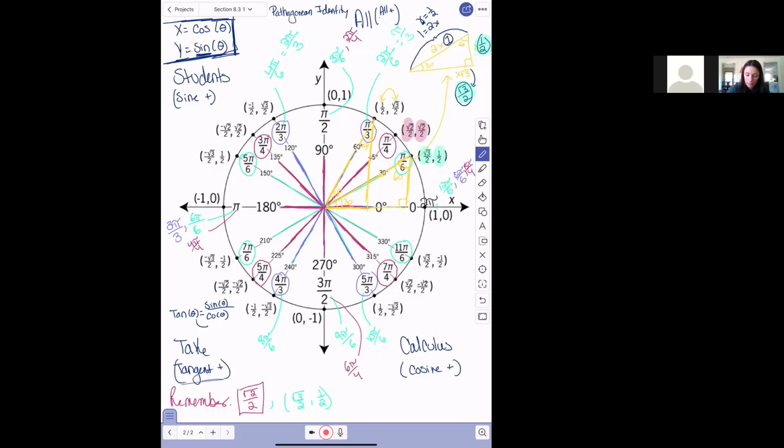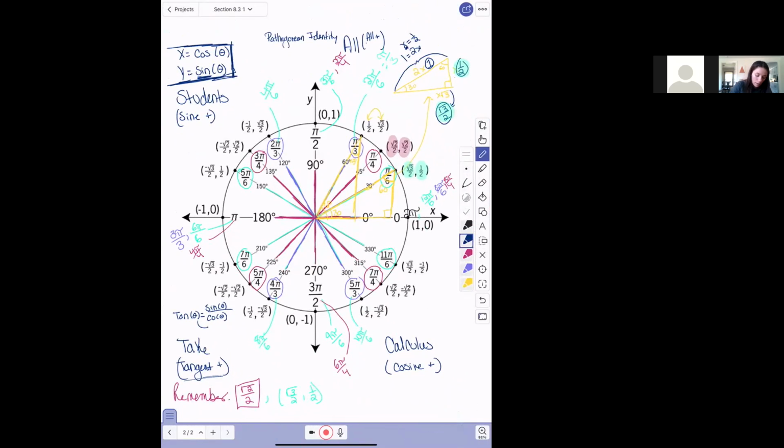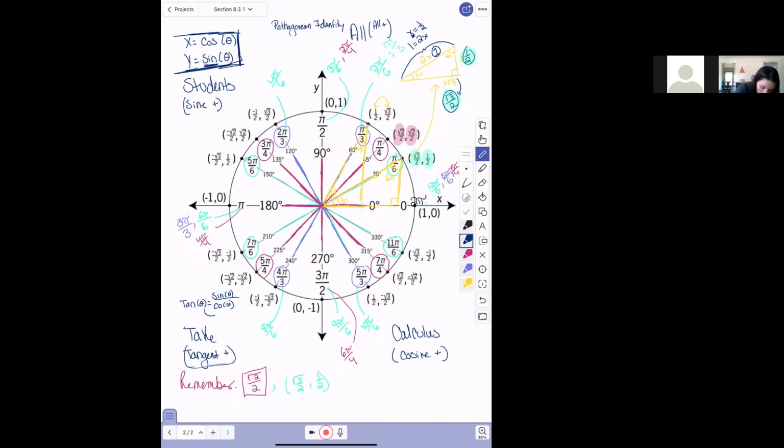And the Pythagorean identity, I'm just going to erase a little bit of this to get it out of my way. The Pythagorean identity is that sine squared plus cosine squared is equal to 1. So sine squared of theta plus cosine squared of theta is equal to 1. So this is also super important.